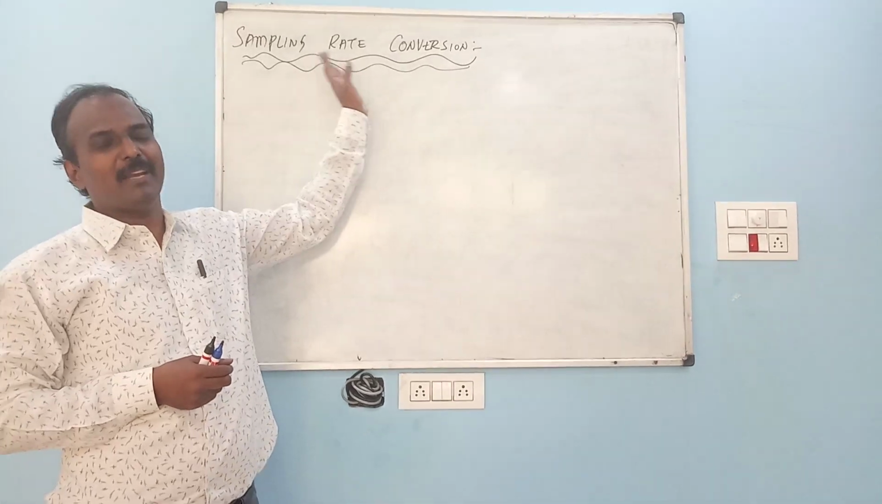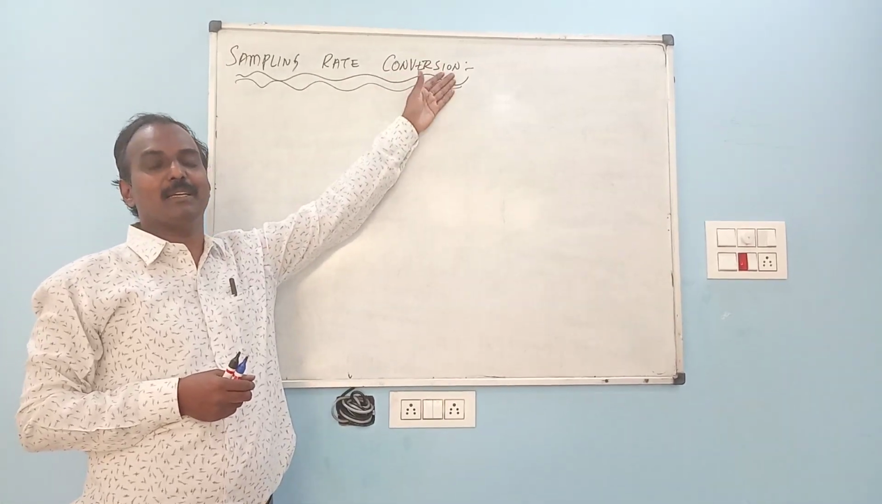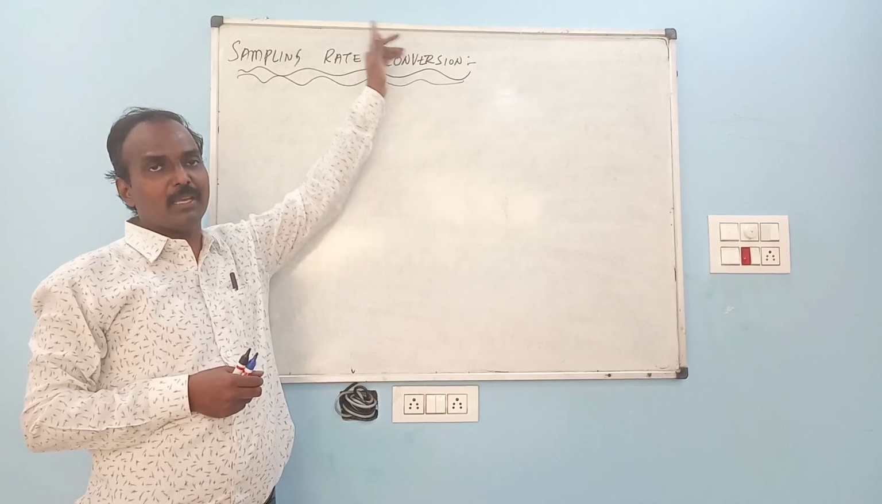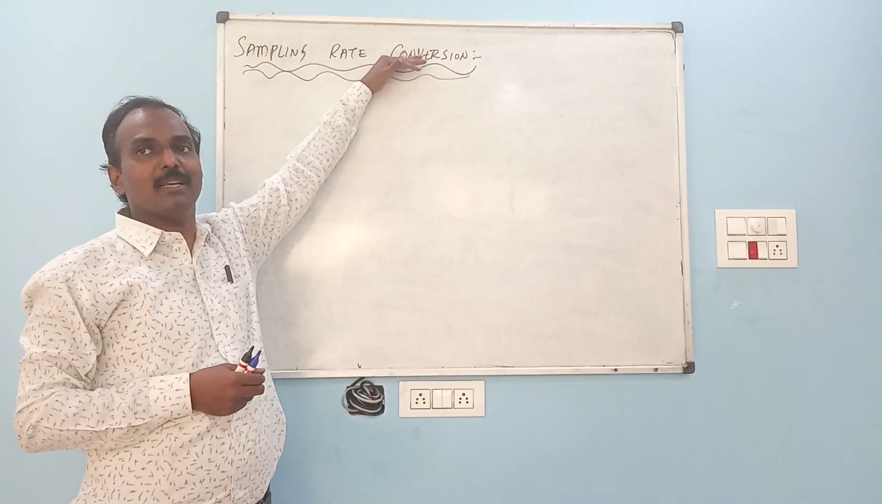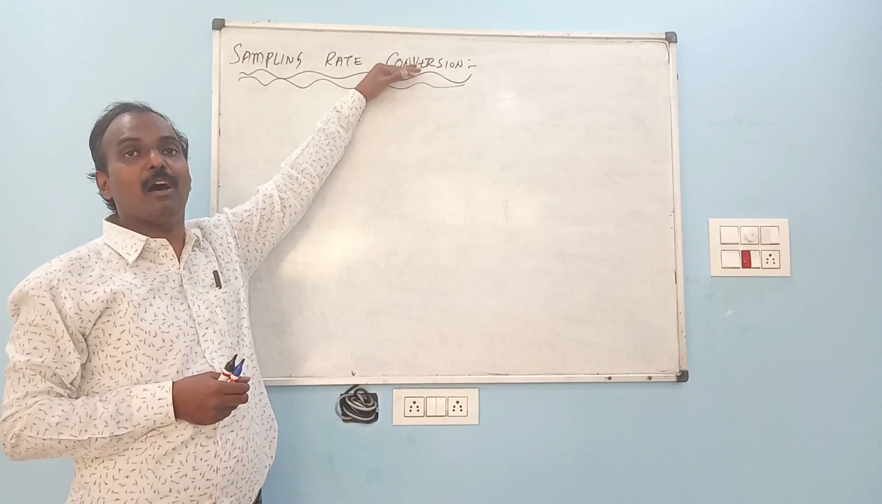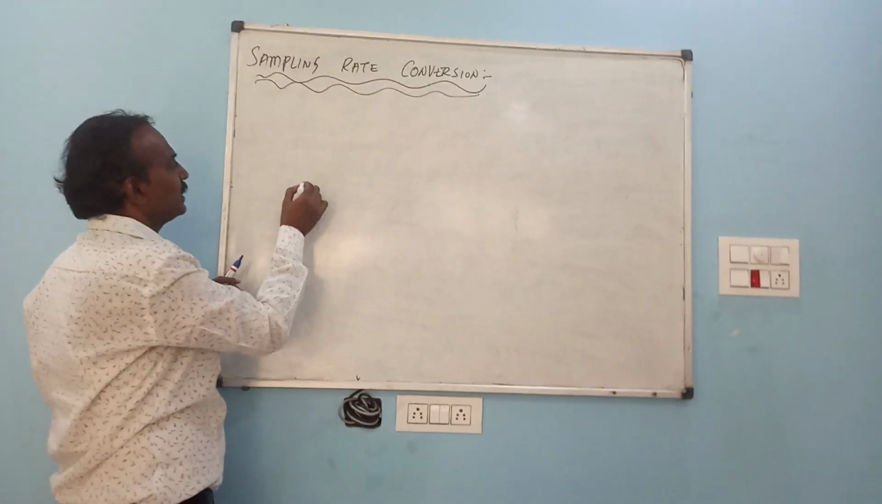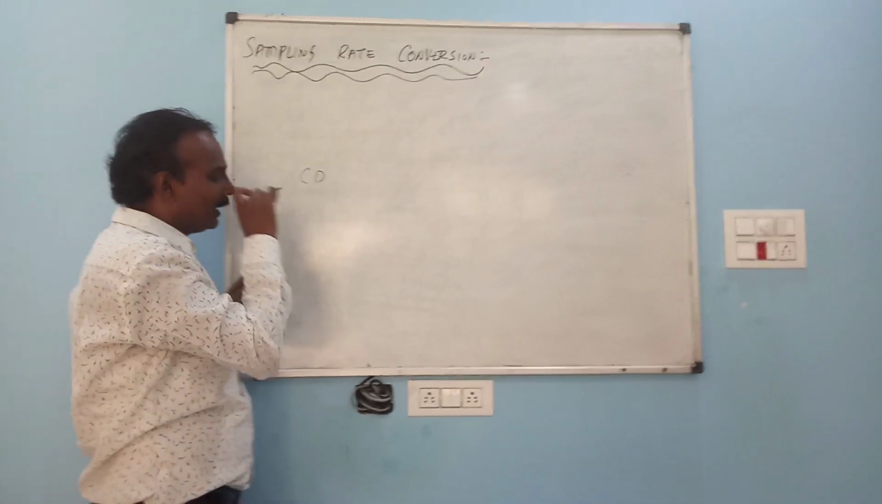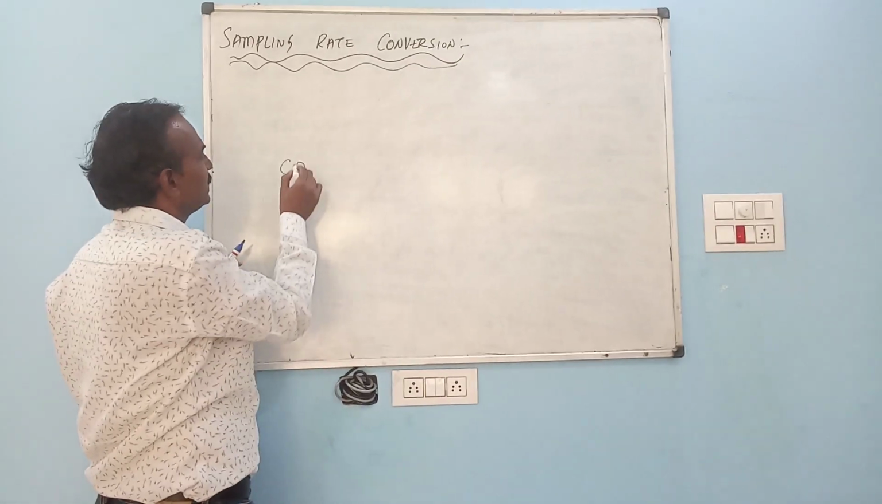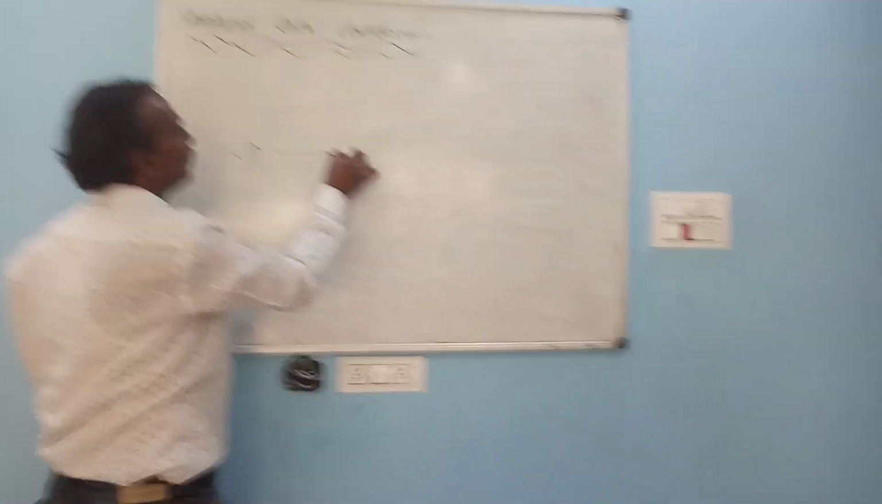Let us see what is sampling rate conversion. Earlier we have seen what is downsampling and what is upsampling. Now sampling rate conversion comes into the picture in some applications where we have non-integer conversions. For example, I have a CD player, and I want a conversion process from CD to audio tape.